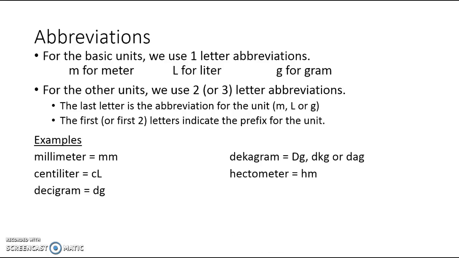For hecto, we go back to our normal 2-letter abbreviations. The hectometer, H for hecto, M for meter. And the kiloliter, K for kilo, L for liter. All of these can be mixed and matched again as well. Now let's look at converting from one metric unit to another metric unit.